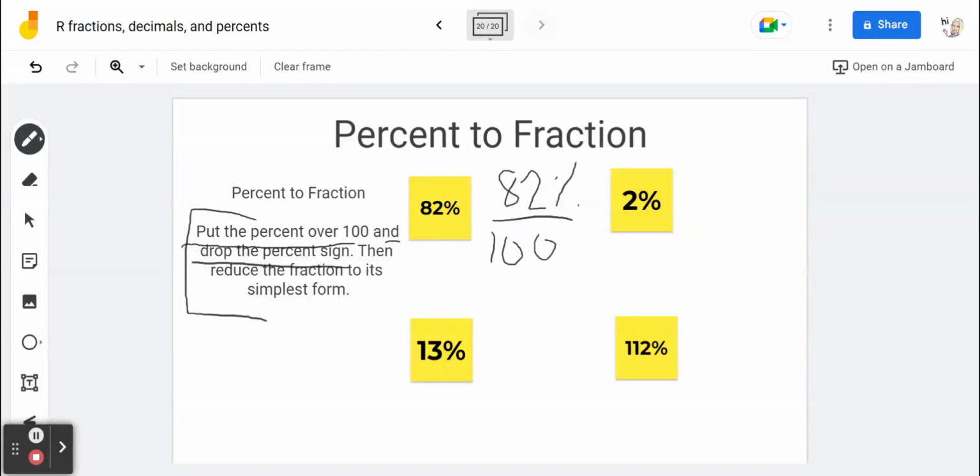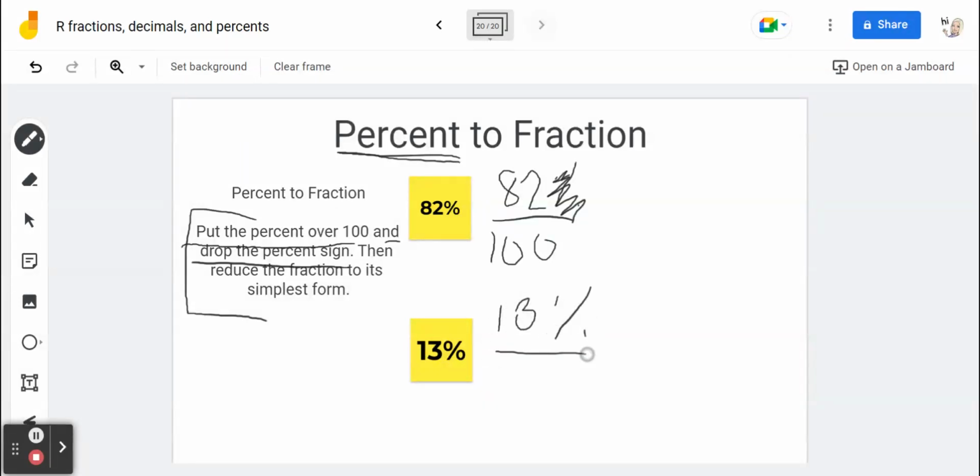Then drop the percent sign. Get rid of that percent sign. There's your answer. 82% is 82/100. Remember, the definition of percent is per 100. So we have 13%. We're going to put that percent over 100 and drop our percent sign. So 13% is 13/100.